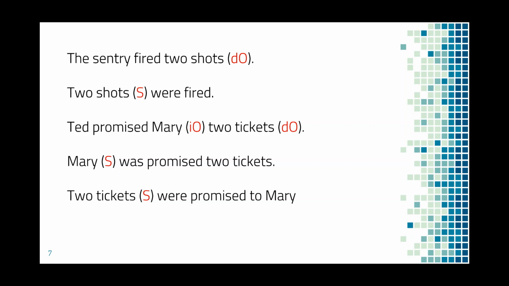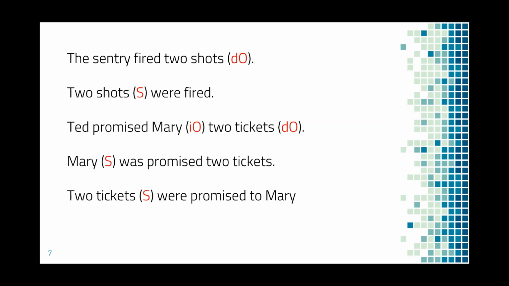The sentry fired 2 shots. Now, 2 shots, this is the direct object. And it corresponds to the subject if we were to make this sentence passive. 2 shots were fired. Take another example. Ted promised Mary 2 tickets. Now, Mary in this sentence is indirect object, and 2 tickets.